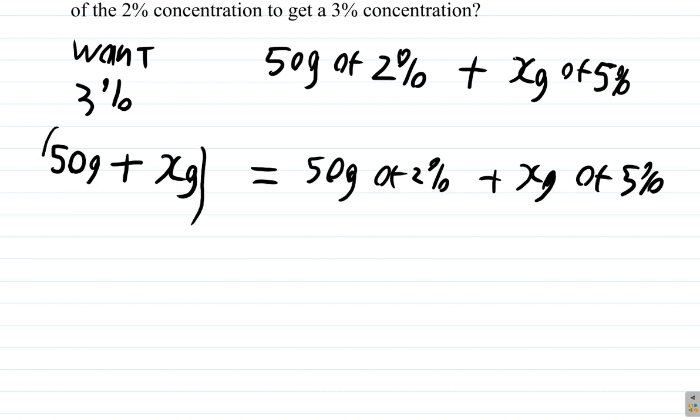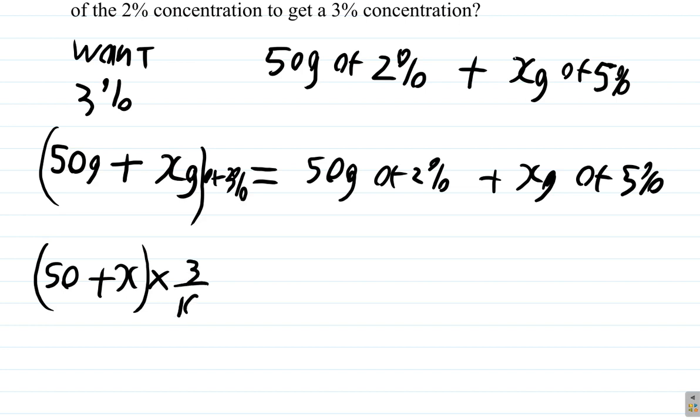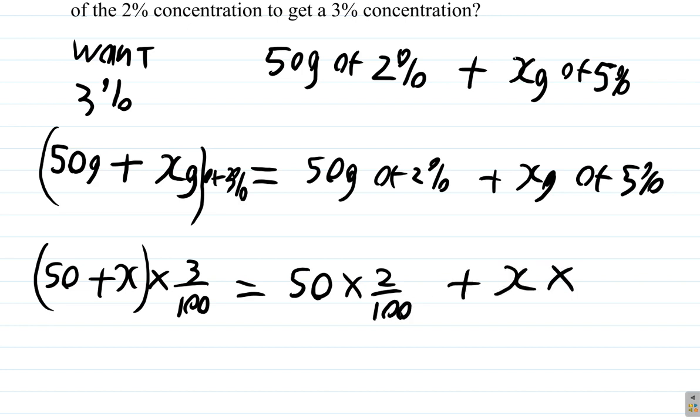So, let us see how this goes. Remember, this is 50 grams plus X grams of the 3%. 3% is 3 out of 100. So what we can say is 50 grams plus X grams of, which is times 3 out of 100, is equal to 50 grams of 2%, which is 2 out of 100, plus X grams of, remember of means multiply, 5%, which is 5 per 100.